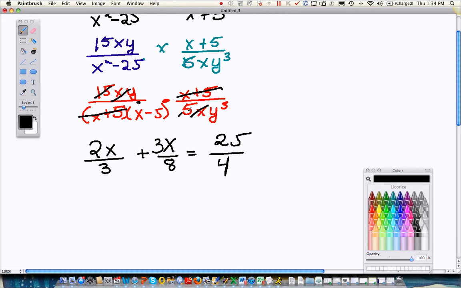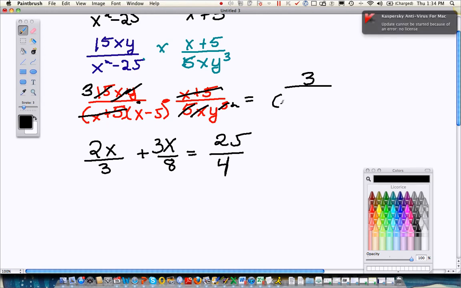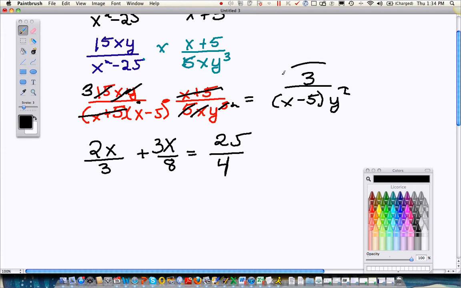The 15 and the 5. 15 divided by 5 is 3, so I'm going to have 3 left on the top. And the y's are going to cancel. Remember, there's 1 y on the top, 3 on the bottom. We do some subtraction. That leaves 2 on the bottom, which leaves me with a 3 on the top. And you just got to be careful to really go through and look at everything that canceled out. What's left on the bottom? x minus 5 times y squared. Now, if you would like to multiply that out, you can and distribute, but you do not have to. That's actually what we call in simplest terms.